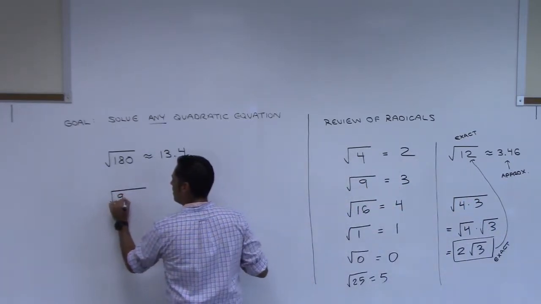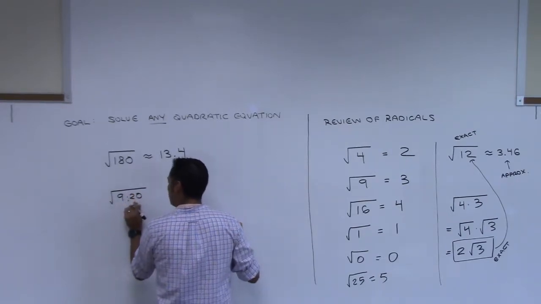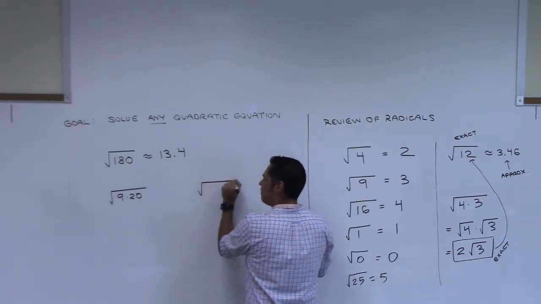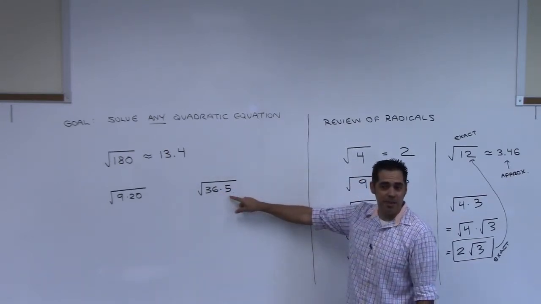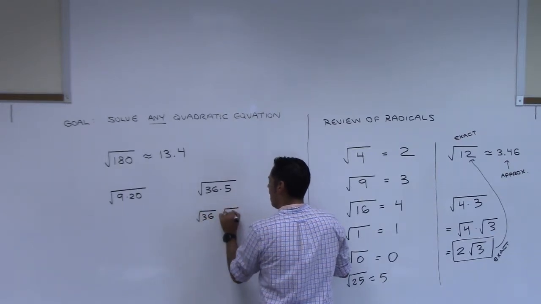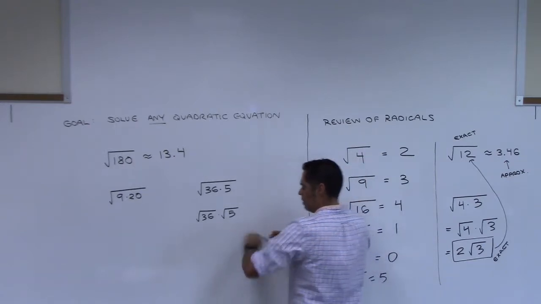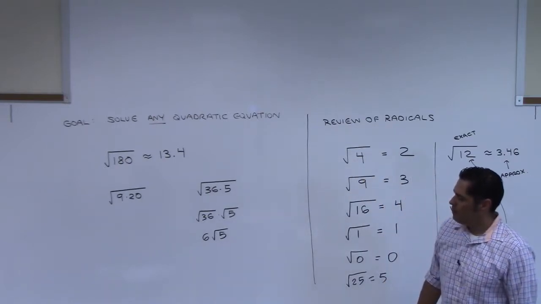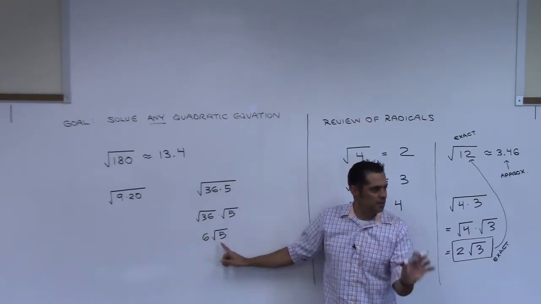So let's see, what if I did 9 times 20? Do y'all agree that that's 180? Yeah. Okay, and then someone else said 36 times 5. This one's real nice because this one splits up into square root 36 times square root of 5. And the square root of 36 is what? 6. Okay, 6 root 5. So we would be done here because 5 can't be broken down any further.